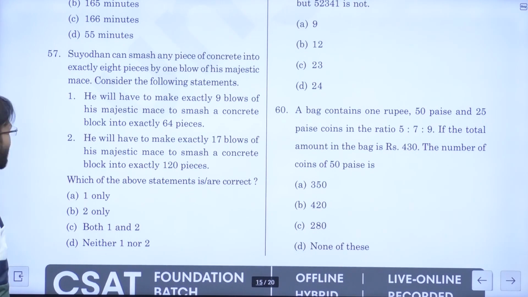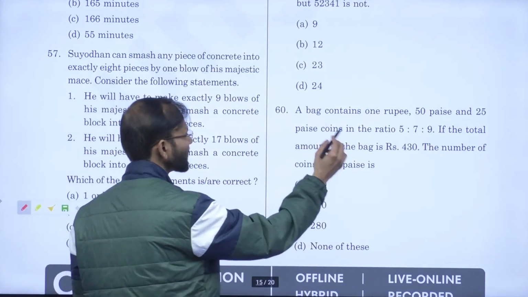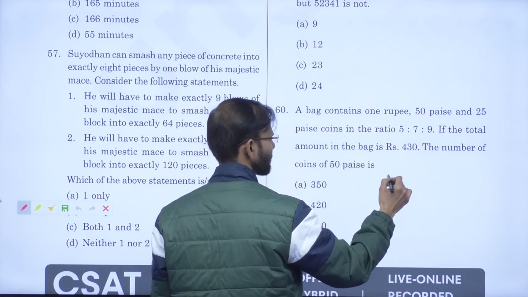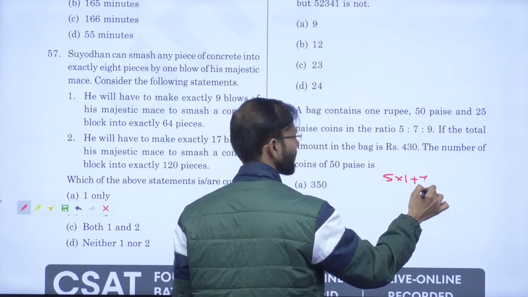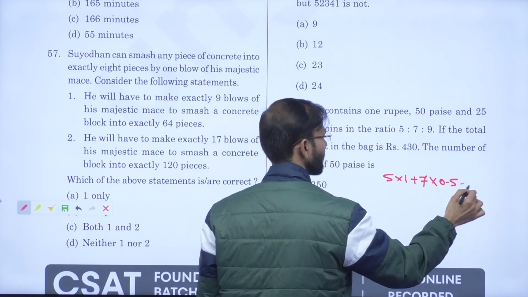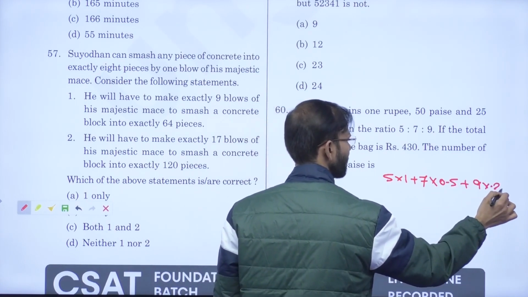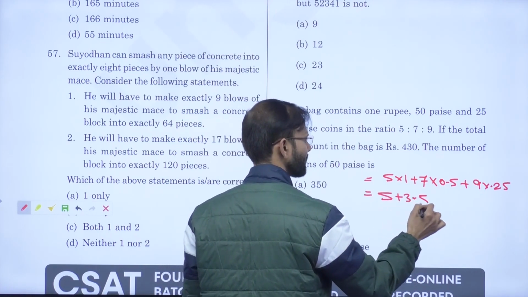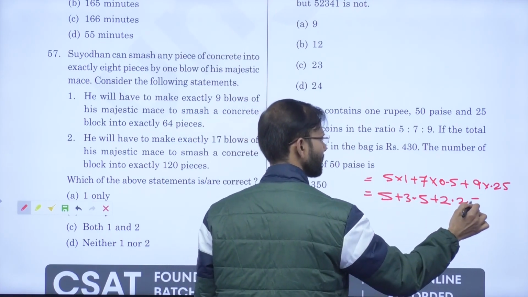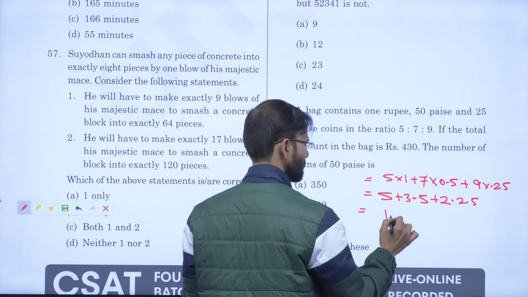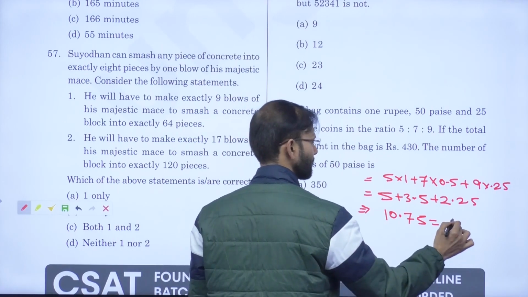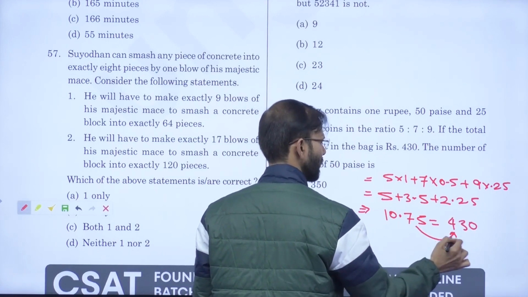Yes guys, this is the simple question. A bag contains 1 rupee, 50 paisa, 25 paisa coins. So this is 5 into 1 plus 7 into 0.5 plus 9 into 0.25. Correct? So this is 5 plus 3.5 plus 2.25, which is 10.75, which is given as 430. So this is 40 times of this.